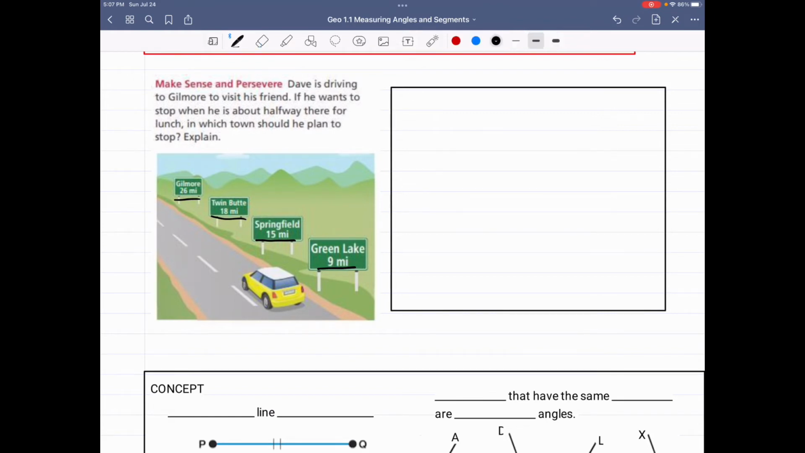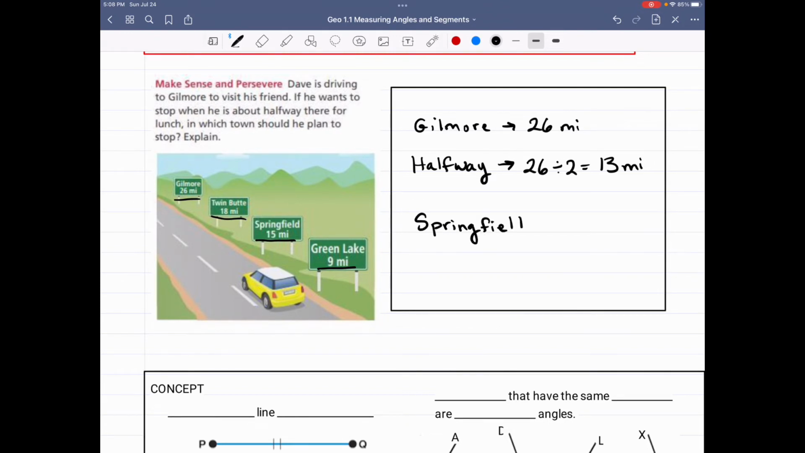So halfway, Gilmore is 26 miles. Halfway to Gilmore, 26 divided by 2 is 13 miles. The closest city to 13 miles away from where he's at is Springfield. So Springfield is about halfway.